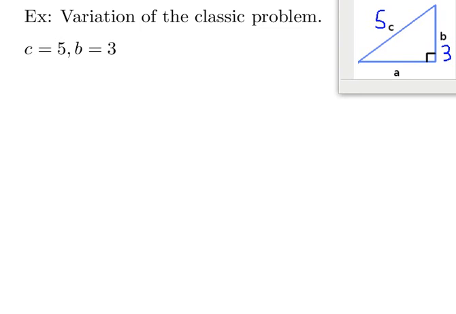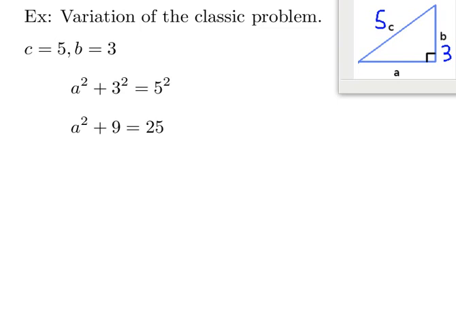So, what we have here is, we don't know what A is, so we have A squared plus B squared, which is 3 squared, equals C squared, which is 5 squared. Okay, so now let's clean this up a little bit. We have A squared, we can't do much with that yet, plus 9 equals 25.